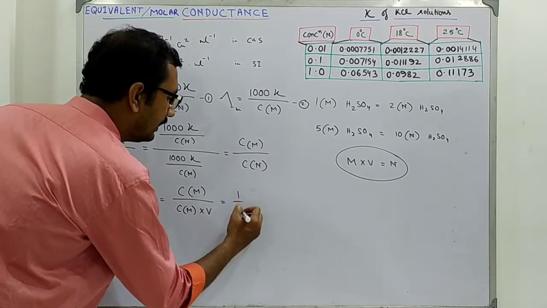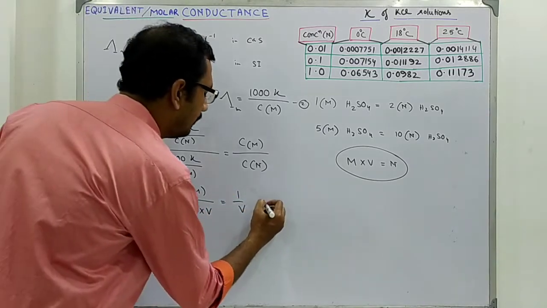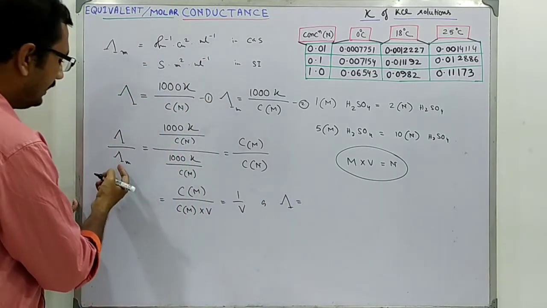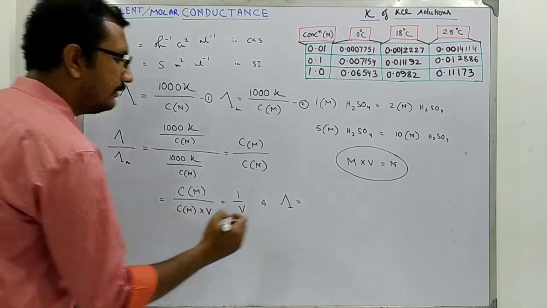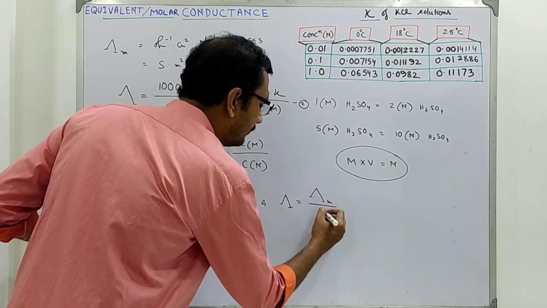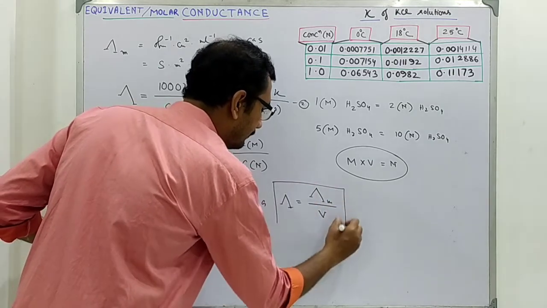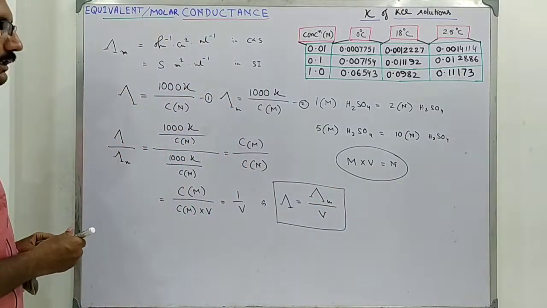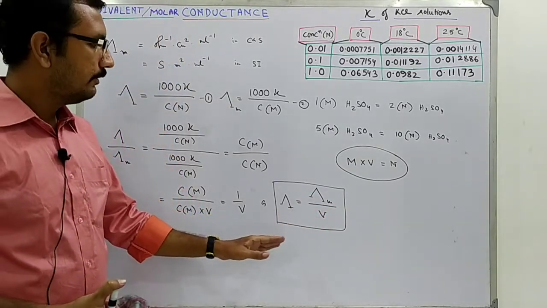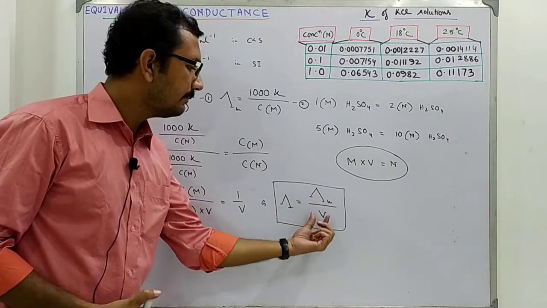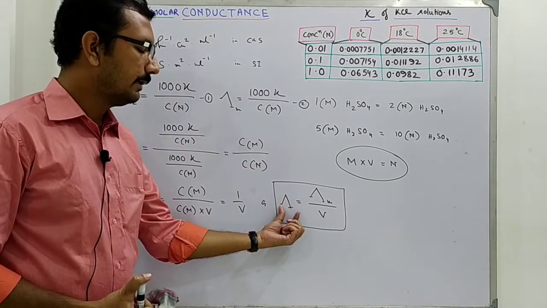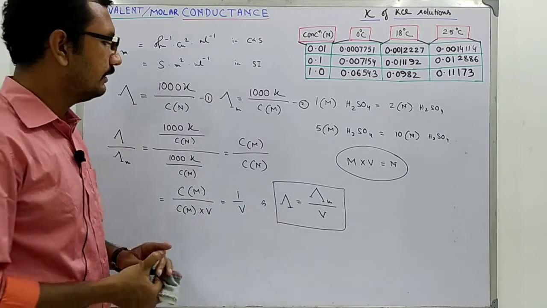So, it is 1 by valency, or equivalent conductance equals to, we take this to the right hand side, so this is the relation between equivalent conductance and molar conductance. So, you have to divide molar conductance by valency, that will give you the equivalent conductance. This is the relation.